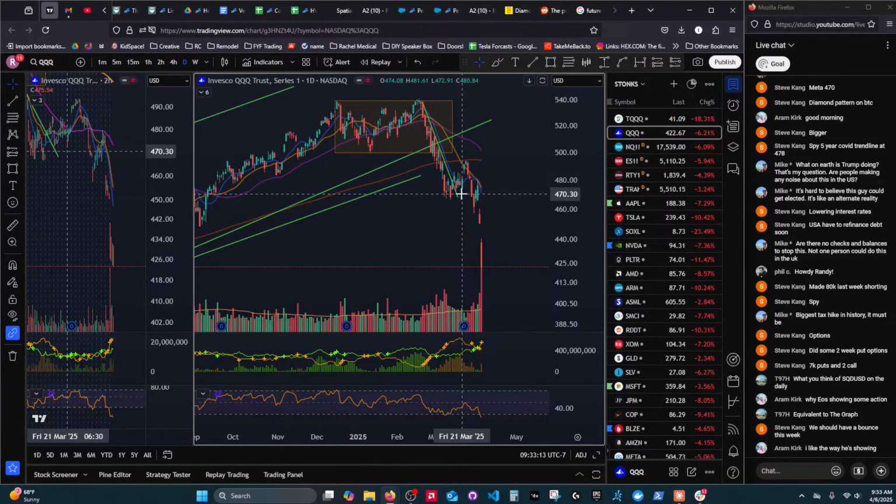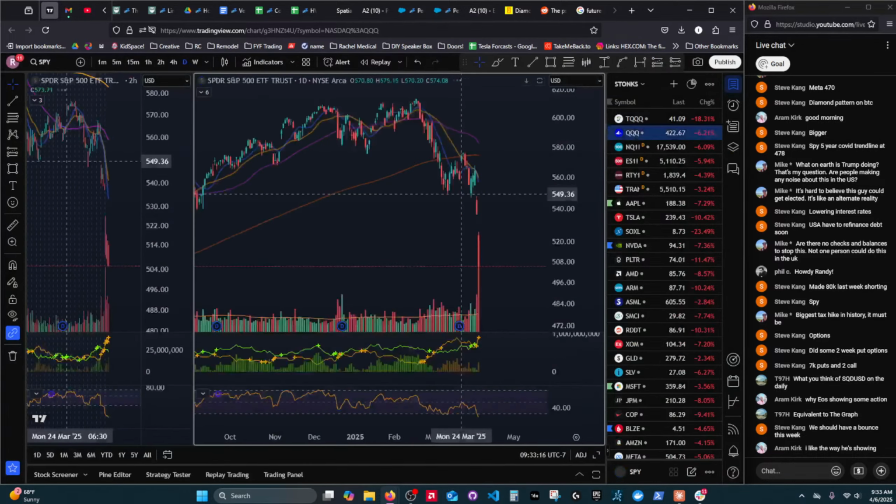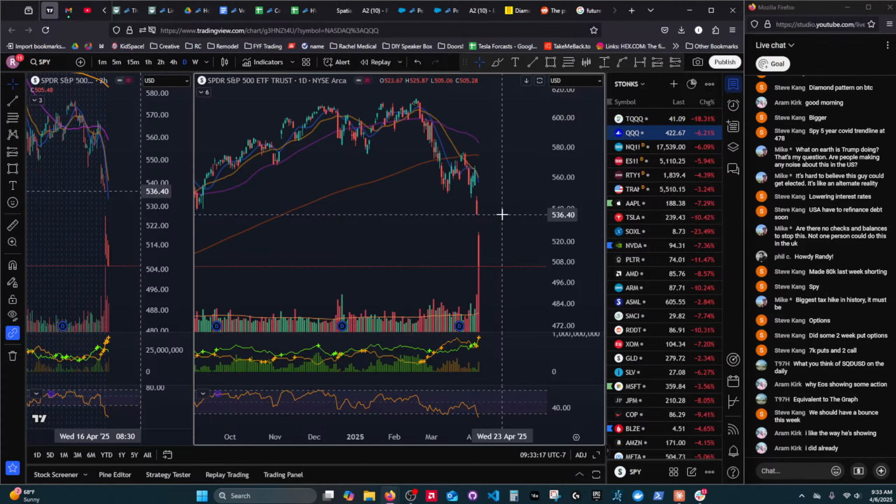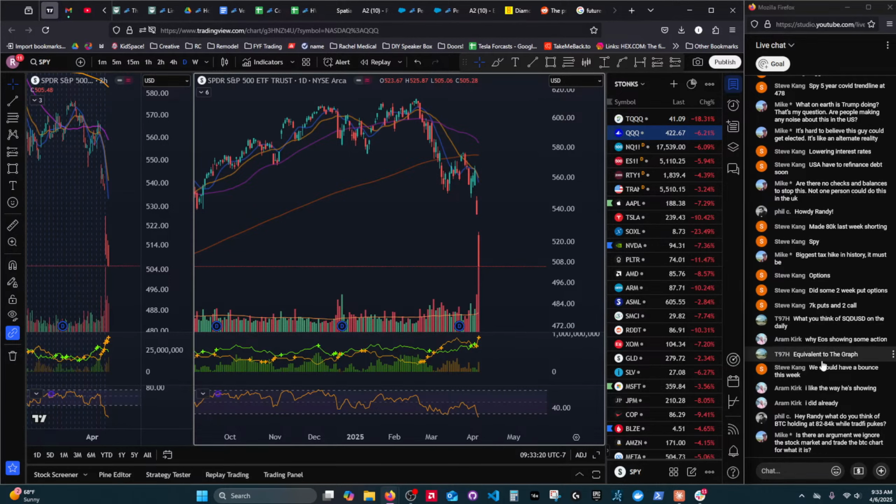Okay, so SPY is an argument we ignore the stock market and trade the BTC chart for what it is. Yeah, I think there is an argument for that. I think you have to be aware. But yeah, if BTC starts tanking, it starts tanking. If it rallies, it rallies. So yeah, you do take it for what it is, but you do understand the context.